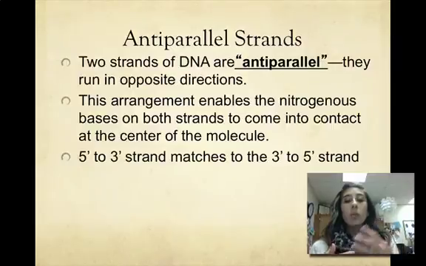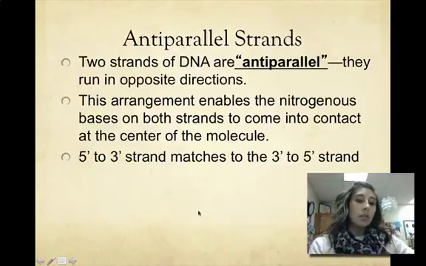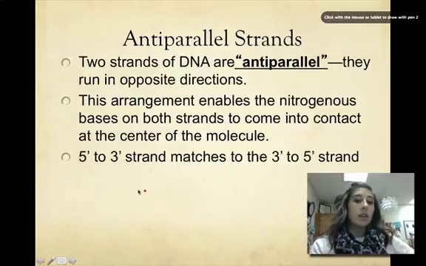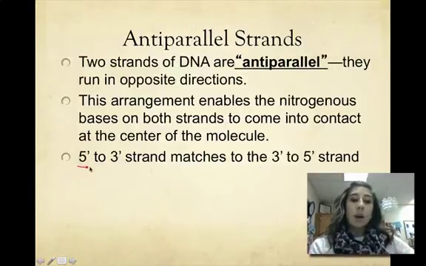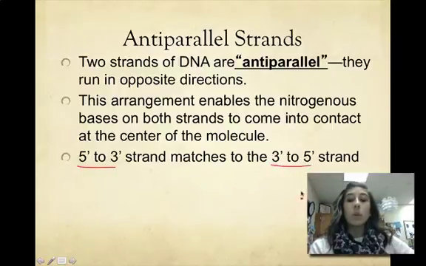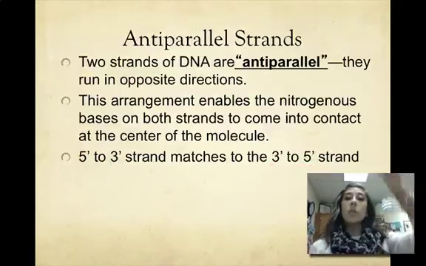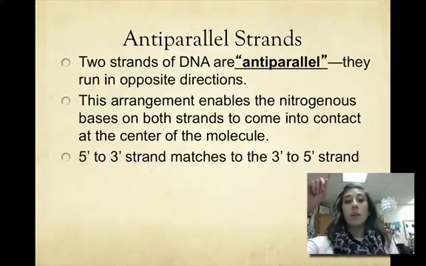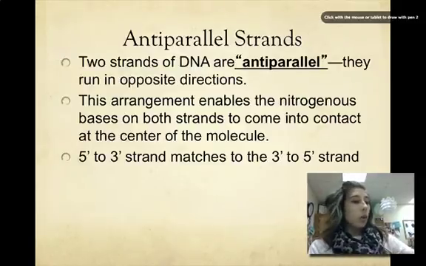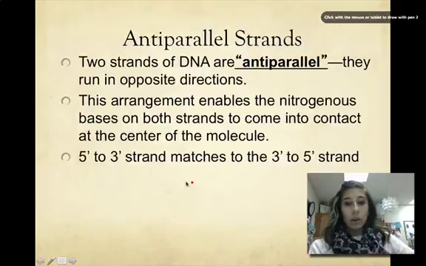And so what happens is we can start to label these ends, and labeling these ends is really important when we want to look and study DNA. And so we have a 5' to a 3', and so the 5' to a 3' always matches the 3' to a 5'. I'll show you what that looks like in just a moment. So 5 to 3 is always in one direction, and then 3 to 5 always goes in the other direction. So if you were to just draw it, I'll just draw it real quick.